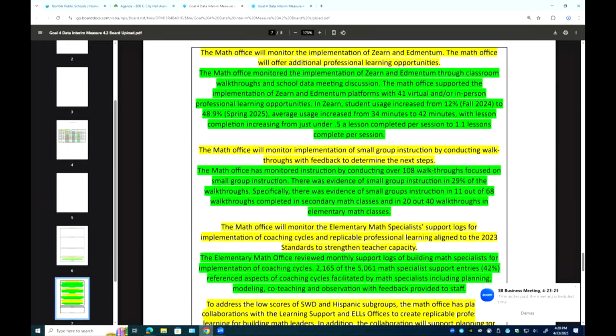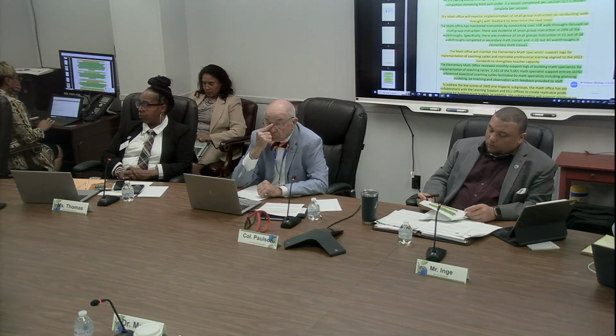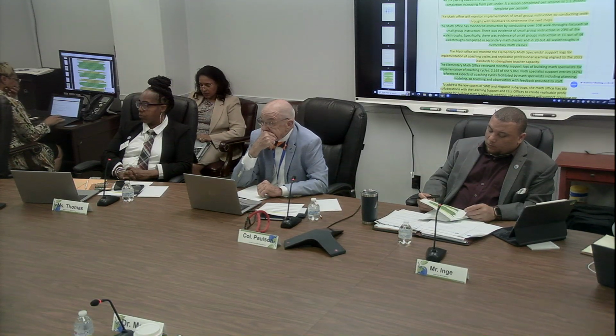And for the elementary math specialist support logs, the math office reviewed the monthly support logs, specifically looking at coaching cycles. And 2,165 of the 5,061 support entries, or 42%, reference aspects of coaching cycles facilitated by the specialist. So that's a very important number because they can't spend all of their time coaching because they're also helping with data work, planning, and modeling different lessons. But we're seeing their time approaching half coaching, which is going to be the most powerful professional development impact for our teachers across the division.